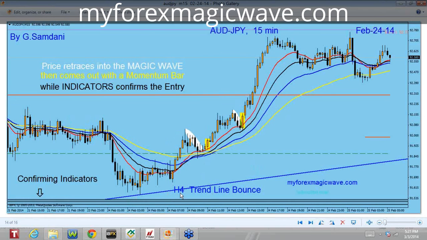This was a trend line bounce from the H4 chart. If you look at the H4 chart, you will see the price came, hit the TL bounce, goes above the wave, indicators are in line, and good to go.